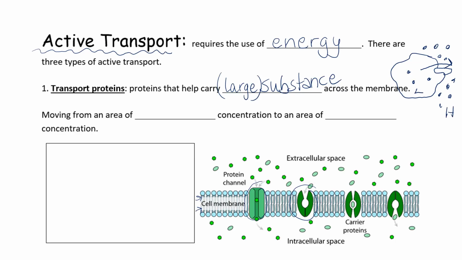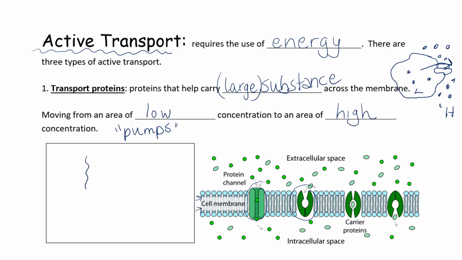Well, some cells use transport proteins that can pump things out. They're sort of like a sump pump that you might have in your basement to pump out water. Well, you have to plug that in to make it work. It needs energy. These transport proteins are also like that, where they move things from an area of low concentration to an area of high concentration. So they're going in the opposite direction.